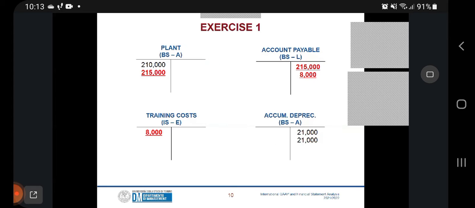Update the accounts. First of all, 215 as plant, balance sheet asset. This is the new investment made by the company. And then obviously, in order to hold the equation, the same amount as account payable, because the company is going to pay, if I remember well, after 120 days or 150 days. And then training cost 8,000, income statement expense. Again, in order to hold the equation, the same amount has to be recognized in the account payable. Any questions so far?